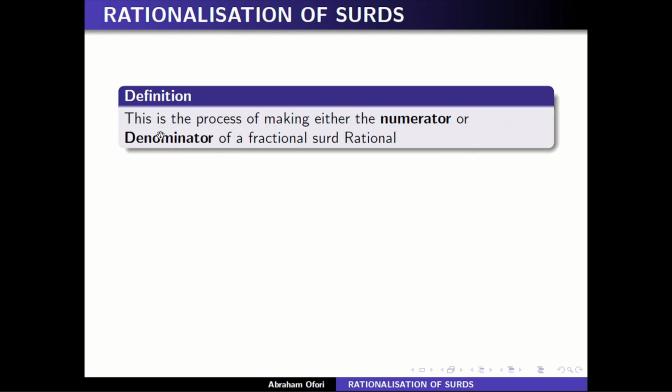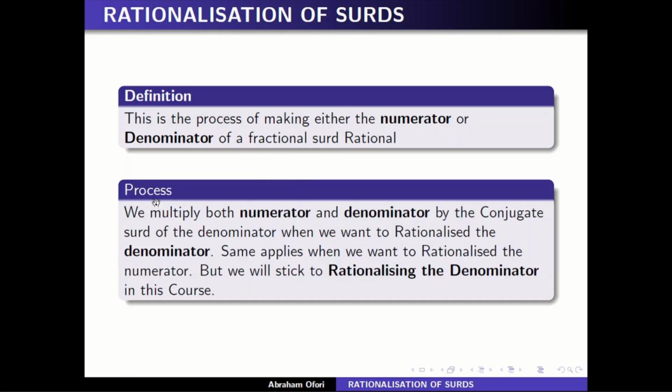Definition. Rationalization of surds is the process of making either the numerator or denominator of a fractional surd rational. So the surd should be in a fraction form. The process: we want to rationalize either the numerator or denominator. This is how we do it. We multiply both numerator and denominator by the conjugate surd of the denominator when you want to rationalize the denominator.